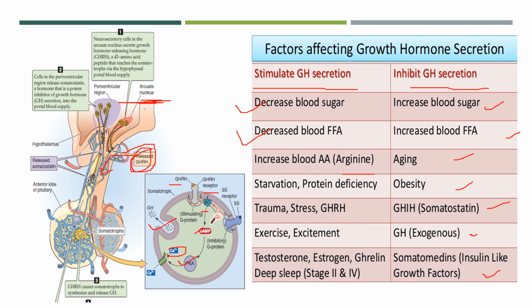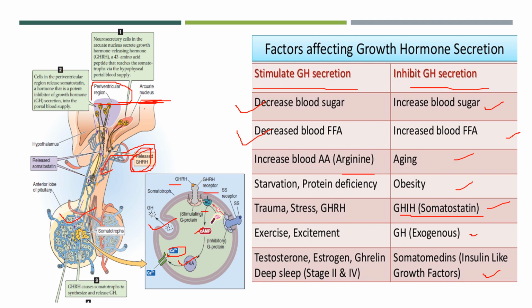Another important factor, so this somatostatin, that is also released from the hypothalamus at this periventricular region. Cells in the periventricular region release the somatostatin. Similarly, by the hypothalamo-hypophyseal portal system, they will come to the anterior pituitary, and unlike GHRH, they prevent or inhibit the somatotrophs and prevent the release of growth hormone.